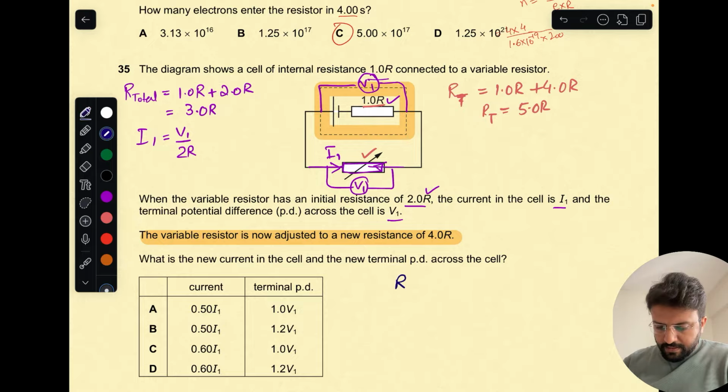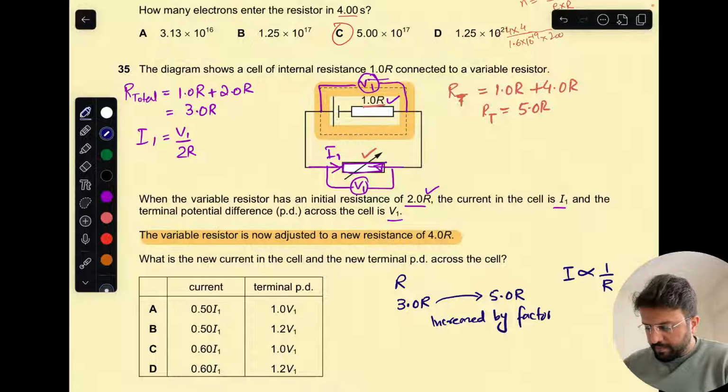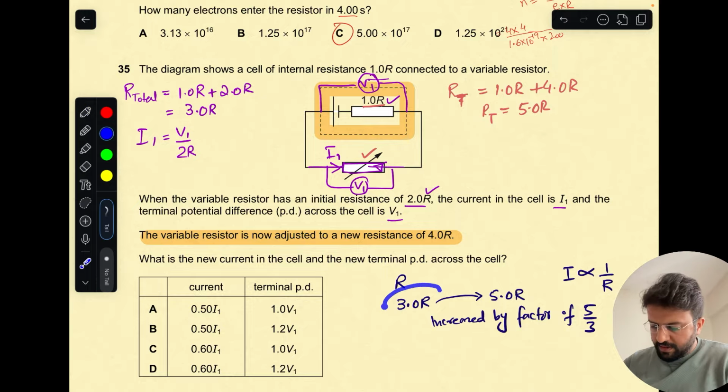Resistance was 3.0R and it jumped to 5.0R total resistance. As the EMF is constant, we know current is inversely proportional to the resistance. So how much is the resistance increased? We can say resistance is increased by a factor of 5/3. If you multiply 3R by 5/3, you will get 5R.